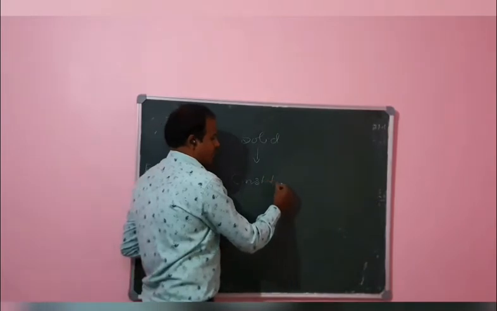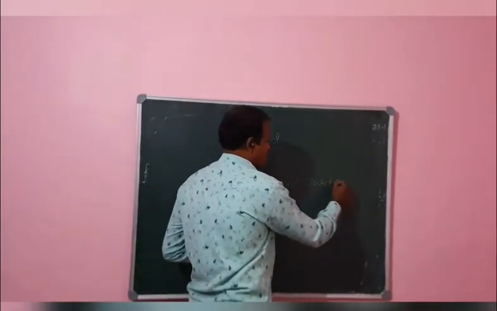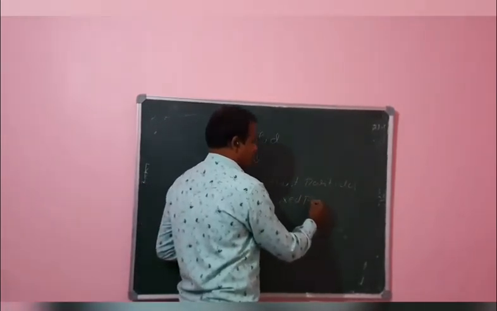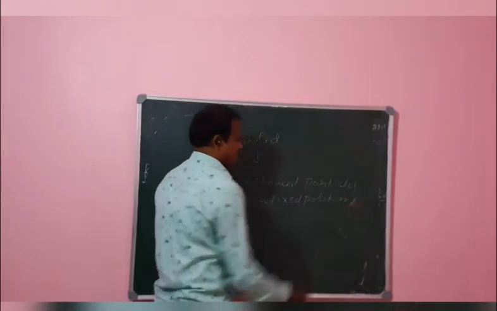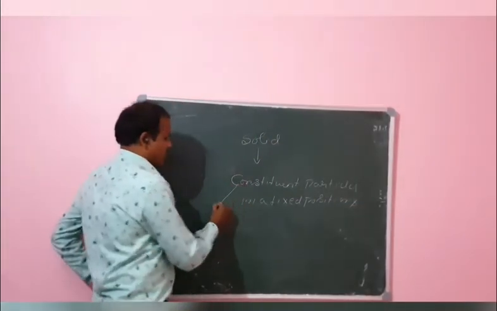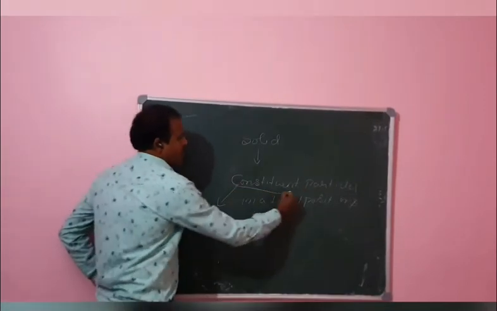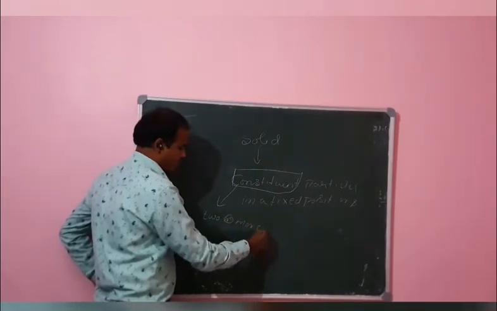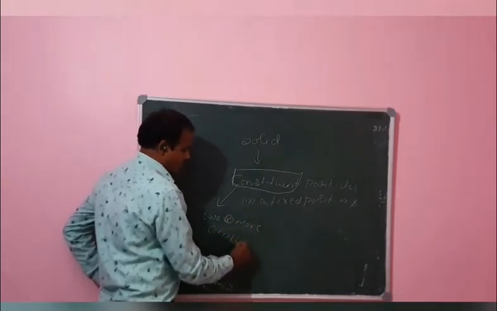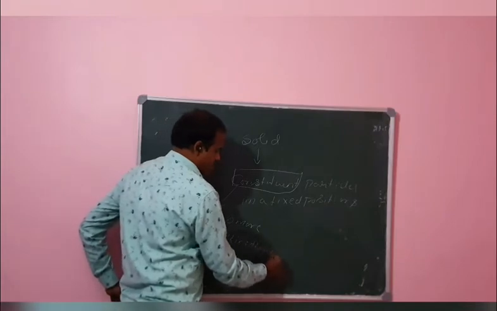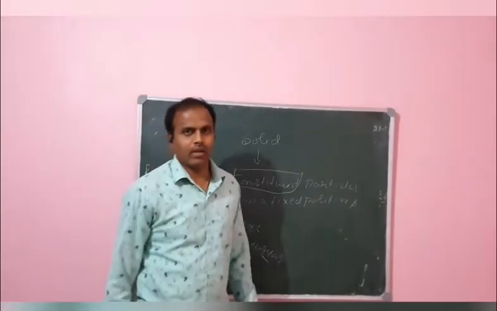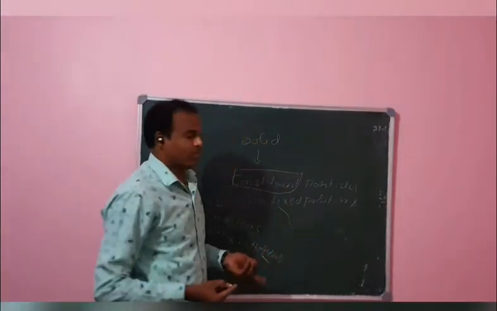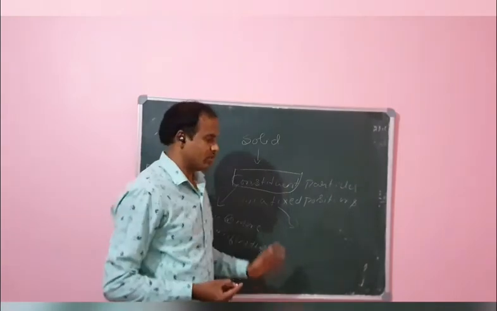What is observed is that a solid is formed when the constituent particles are in fixed positions. What do you call a constituent? Two or more particles combined together are called a constituent. And the constituent particles in a solid are in fixed positions.